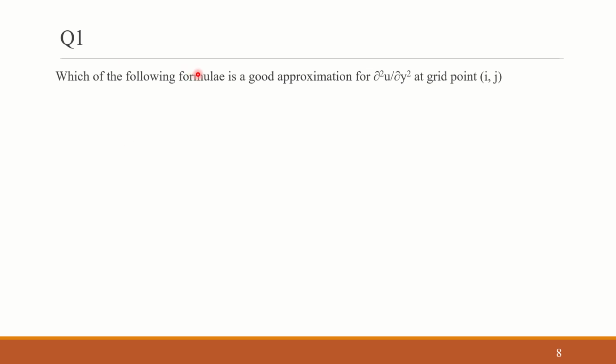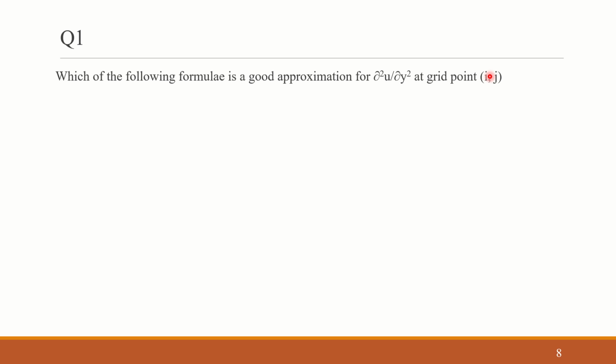Which of the following formulae is a good approximation for ∂²u/∂y² at grid point i, j? So the question is very simple. As I mentioned, we'll be solving the continuity equations and momentum conservation equations. Those equations contain partial differential terms, for example in the Navier-Stokes equations you have ∂u/∂x, ∂u/∂y, ∂²u/∂x², ∂²u/∂y², all those things.